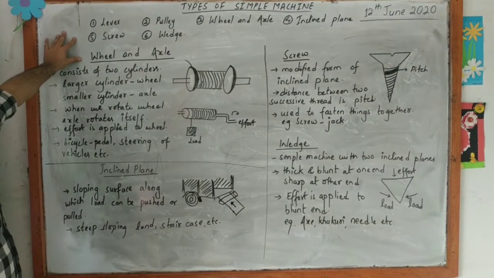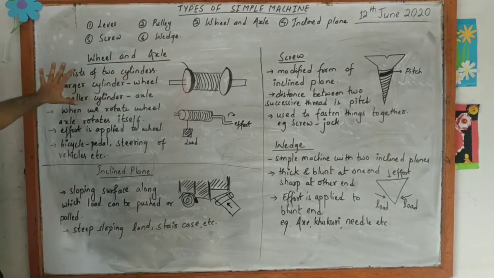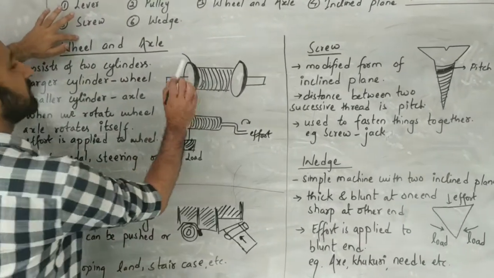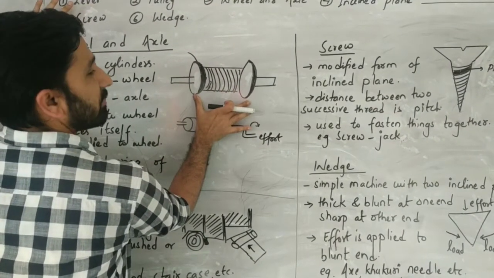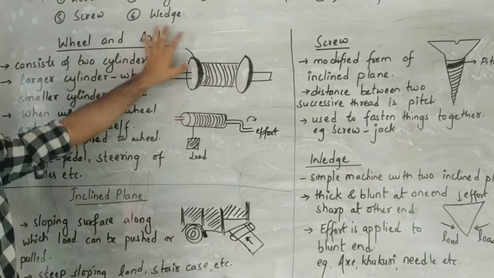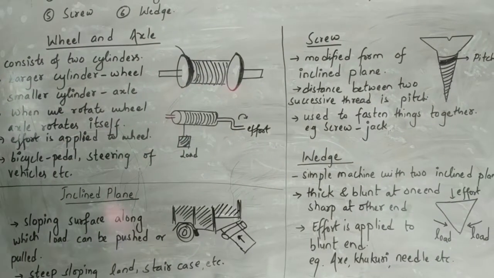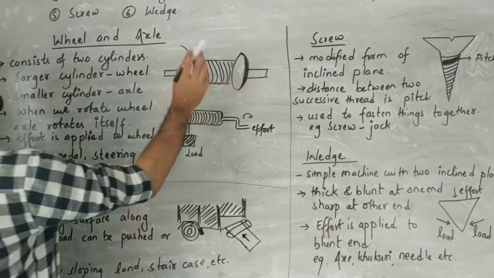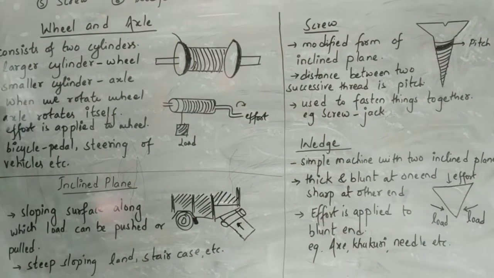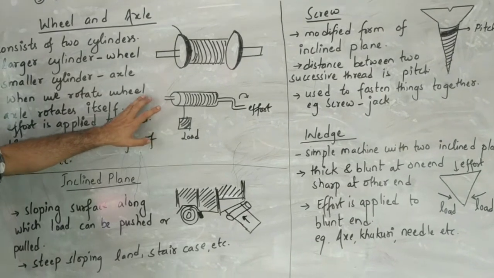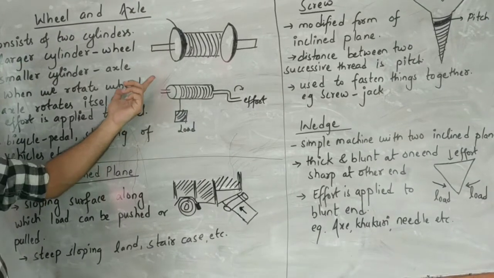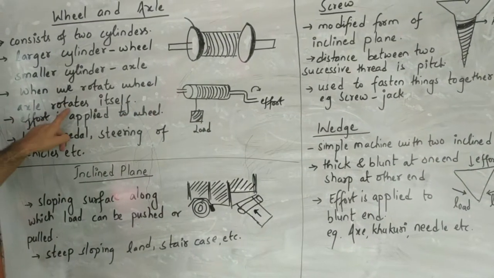Now we are going to start the second type of simple machine, that is wheel and axle. The name itself speaks. It consists of two cylindrical parts: one cylindrical part and a second cylindrical part. The bigger one is called the wheel and the second one is called the axle. Now what happens in a wheel and axle is, when we apply effort on the wheel, then the load is lifted through the axle. Why? Because after applying the effort on the wheel, the axle rotates itself.